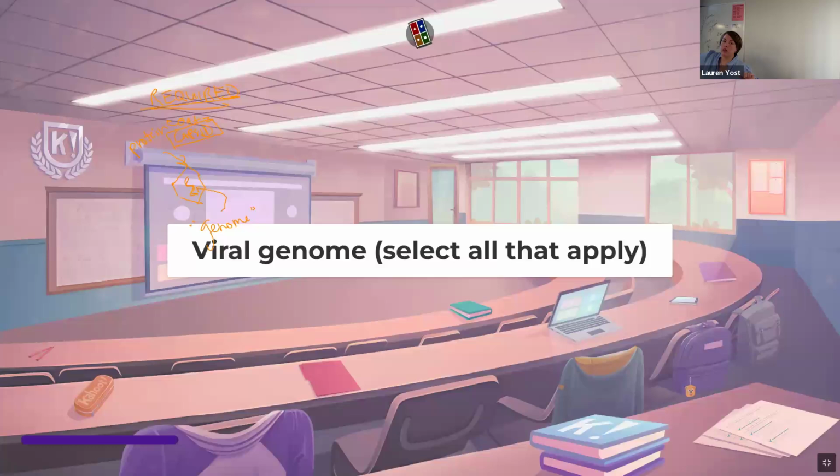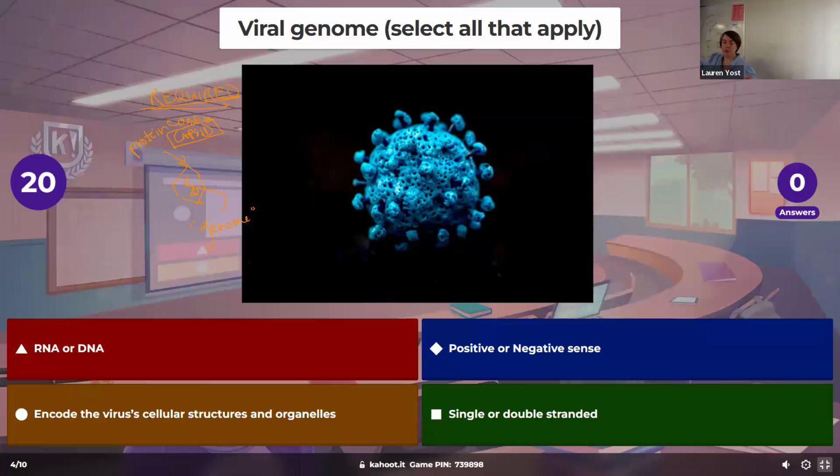All right, this is a multi-select. Viral genomes. What can they be like? Choose all that apply to the possibilities of a viral genome. London Cooper, I'm going to call on you.